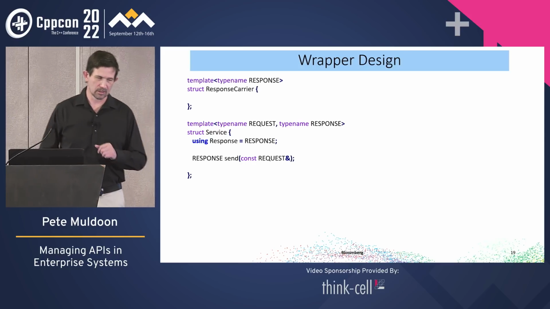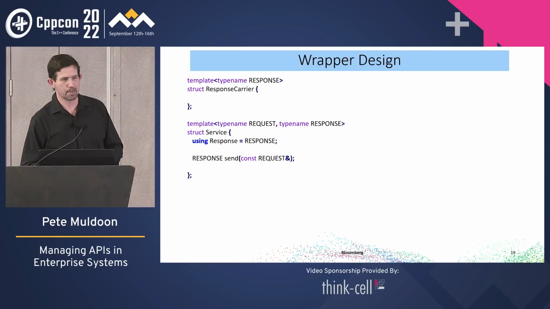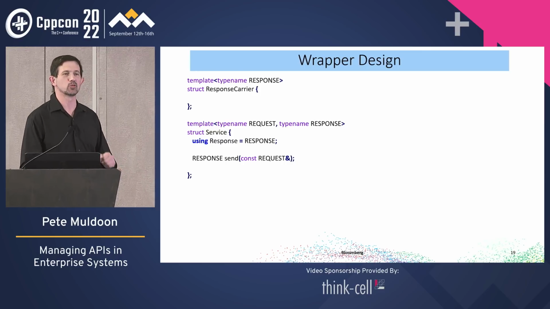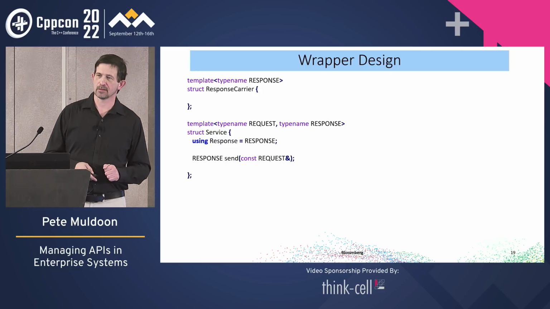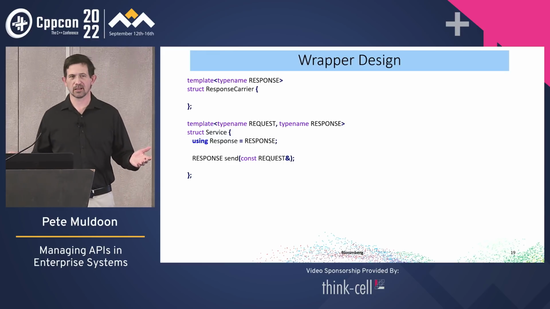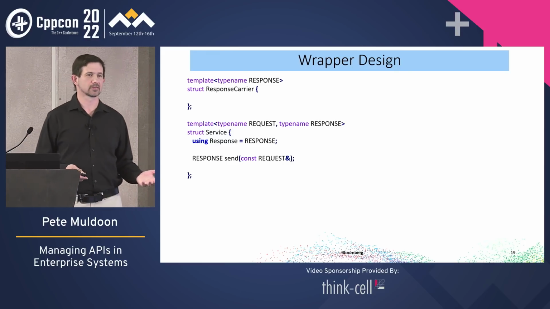So we decided we would make a response carrier, templated on the response. And what I want to make sure is that this thing is move only, all right, that it is not copyable. So can anyone here help me out? How would I do something like this?